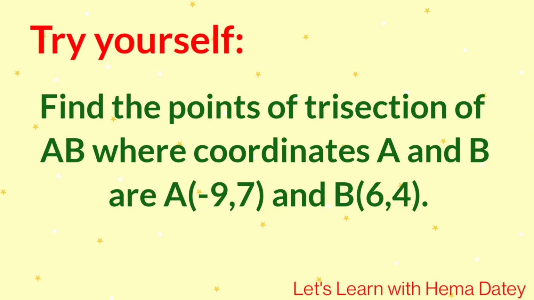Now try yourself: find the points of trisection of AB where coordinates of A and B are A minus 9, 7 and B 6, 4.